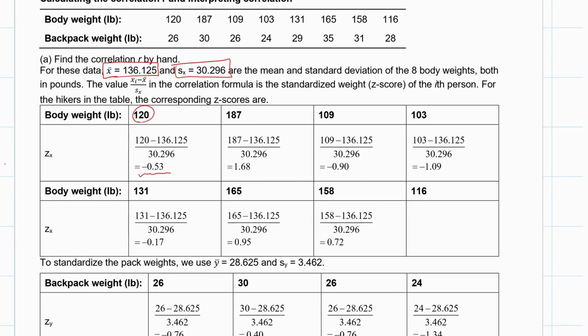And I could do that for every one of the body weights. Oh, one of them's left blank. Let's fill that in. 116 minus the 136.125, the average body weight, and divide by the standard deviation of the body weights, 30.96. And if I break out my calculator, this ends up being negative 0.66.